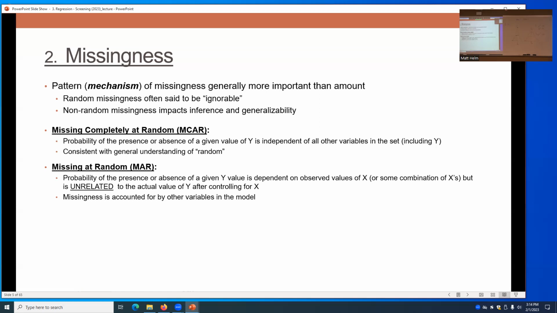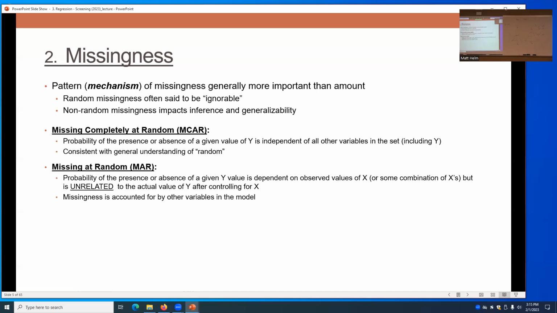But once I account for those values, and once I account for those predictors, whether or not something is present or absent is now independent of the actual value of Y once I control for those other things, okay? In this case, I would say that these data are missing at random because my missingness is accounted for by other things that I have.